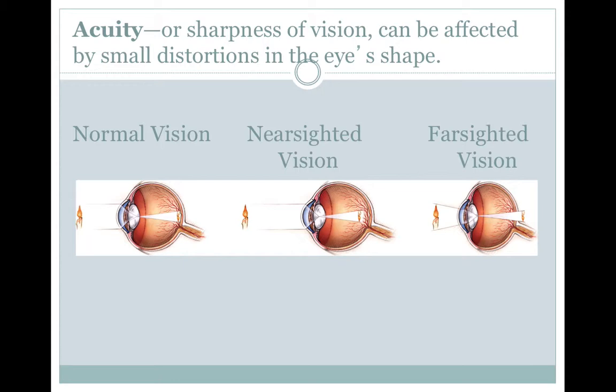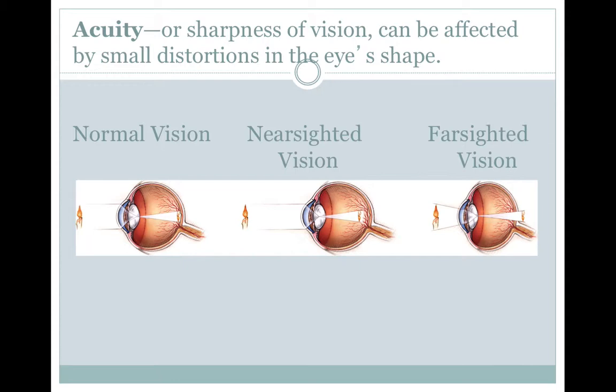In the middle you see nearsighted vision. And if you take a look at the candle, you can see how in the person with nearsighted vision, the light rays from distant objects focus in front of the retina. And when the image reaches the retina, the rays are spreading out and it actually blurs the image.